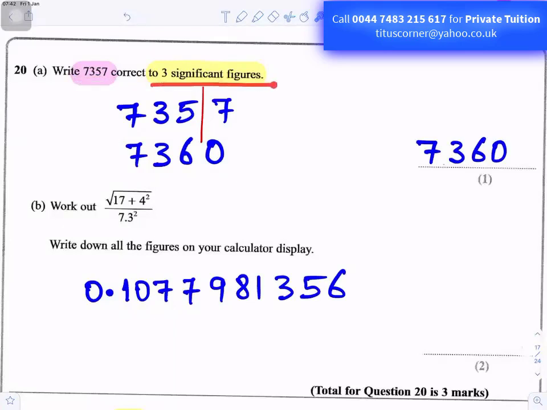Write 7357 correct to 3 significant figures. 3 significant figures means the first 3 numbers and the rest are 0. So look at the first 3 numbers, 735, you put a line, and you look at the number to the right of that line. The number is 7. Is it bigger than 5? Yes. You round it up, adding 1 to the number before. So 1 plus 5 gives you 6, and you replace that space with a 0. So it becomes 7360. And that's your answer to 3 significant figures.